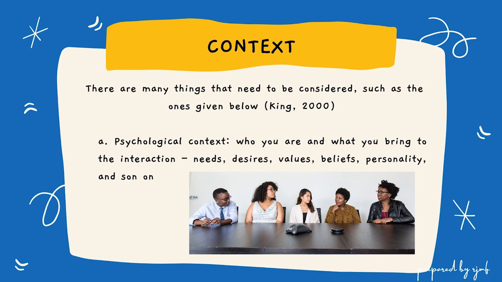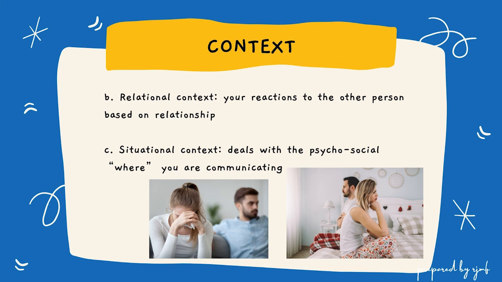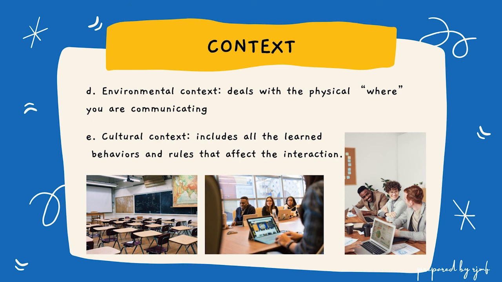Psychological context: who you are and what you bring to the interaction, for example your needs, desires, values, beliefs, personality, and so on. Relational context: your reactions to the other person based on your relationship. With the picture shown to you, what can you conclude about the relationship? What do you think is the status of their relationship based on the person's reaction? Also, we have situational context, which deals with the psychosocial setting where you are communicating. The fourth one is environmental context. It deals with the physical setting where you are communicating.